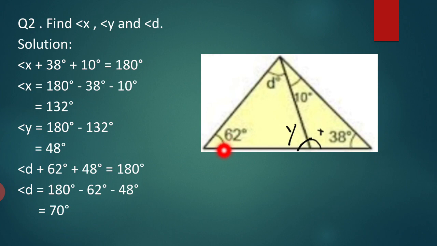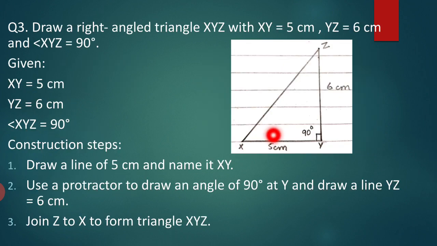This one angle is of 62 degrees. In order to find angle d, what you have to do is subtract these two known angles from 180 degrees. You will come to know what angle d is. So angle d plus 62 degrees plus 48 degrees is equal to 180 degrees. Subtract these two known angles from the sum of a triangle, 180 degrees. You will come to know that angle d is equal to 180 degrees minus 62 degrees minus 48 degrees, which gives you 70 degrees.